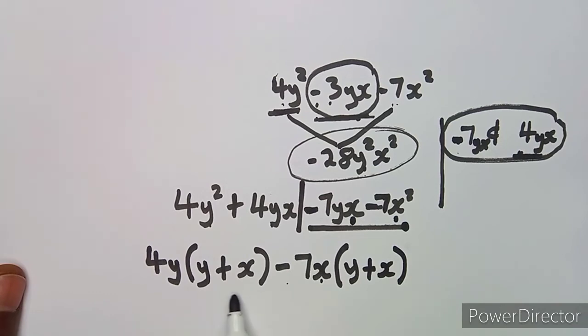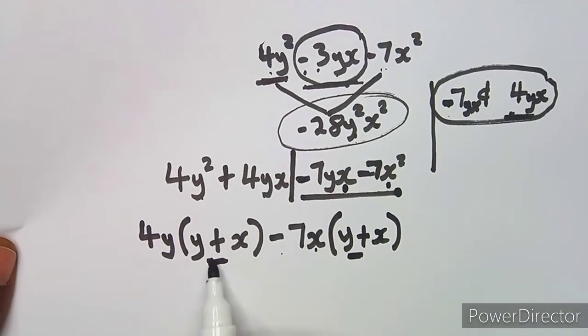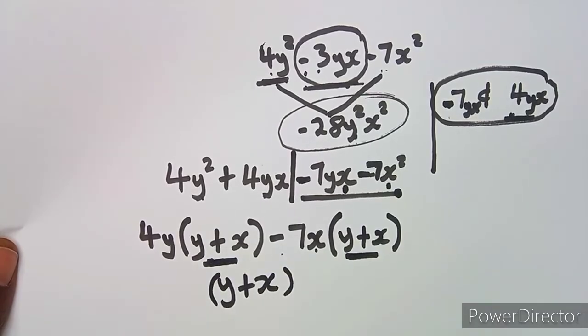As we can see, these two brackets are the same. Now, we said we are going to factor out the common bracket, which is this common bracket.